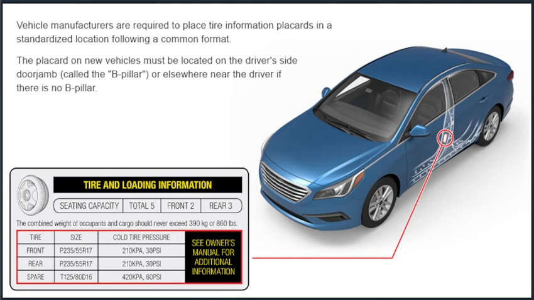In addition to providing the original equipment tire size and recommended inflation pressure, the placard also states the maximum combined weight of occupants and cargo. This information is also listed in the owner's manual.